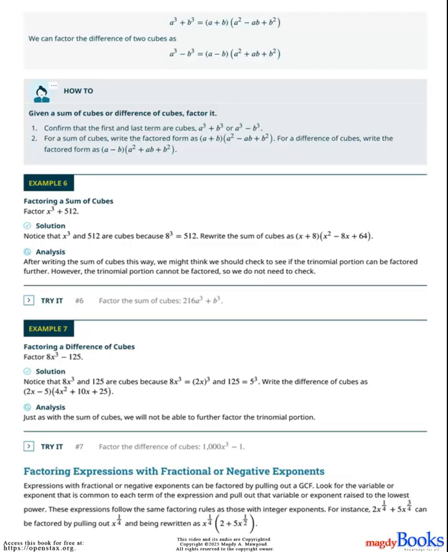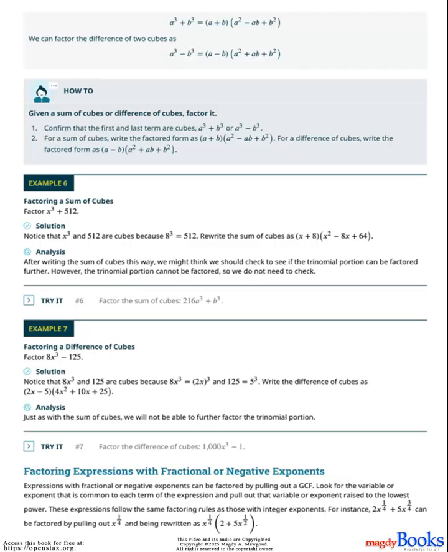Example 6. Factoring a sum of cubes. Factor x cubed plus 512. Solution. Notice that x cubed and 512 are cubes because 8 cubed equals 512. Rewrite the sum of cubes as (x plus 8) multiplied by (x squared minus 8x plus 64).